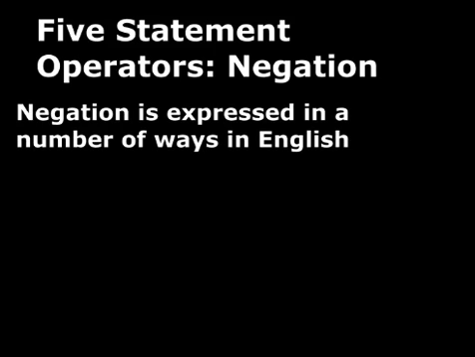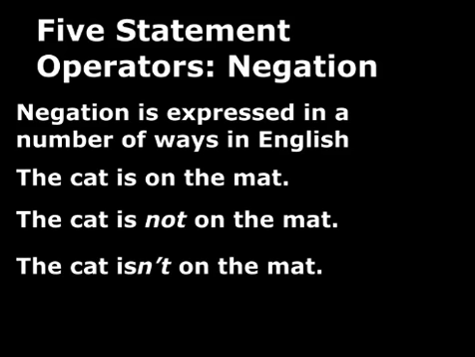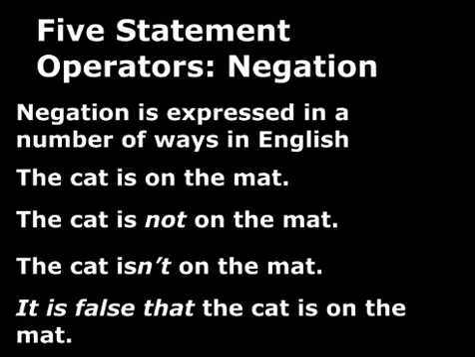So let's do negation first. Negation shows up in English in a number of ways. So if I have an atomic statement like the cat is on the mat, here's some ways you can negate that in English. I could say the cat is not on the mat. The cat isn't on the mat. It is false that the cat is on the mat. It's not true that the cat is on the mat. Now these are all different in English, but they're all logically the same thing. They're all saying that my atomic statement is false. So they're logically all doing the same thing.